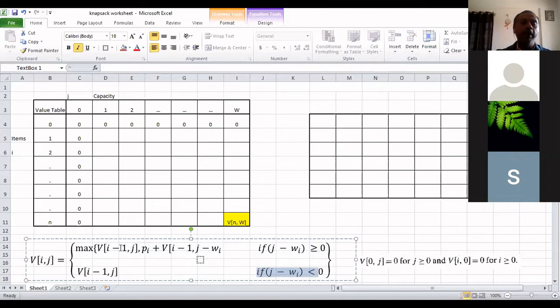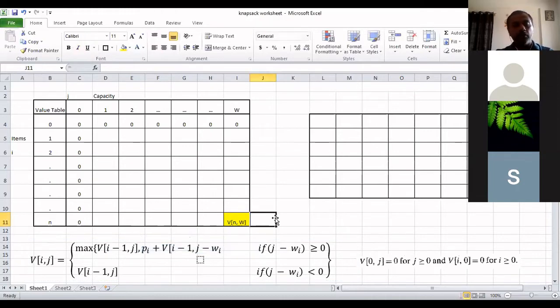The other condition is when we are able to accommodate, and then we look for the maximum value. In this, V of I minus 1 comma J means the item is not included in the knapsack, and the other case is where the item is included in the knapsack. So we check these two situations: if we include the item and if we don't, what is the profit? Whichever is the maximum, we include that in the cell value of V of ij.